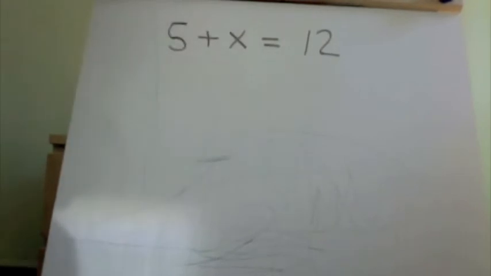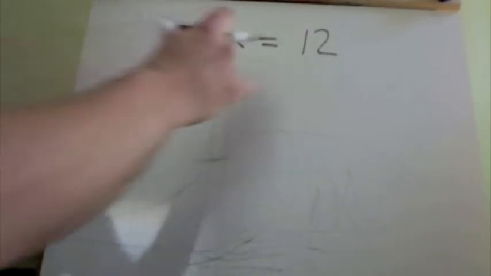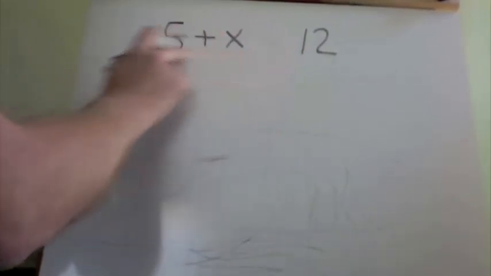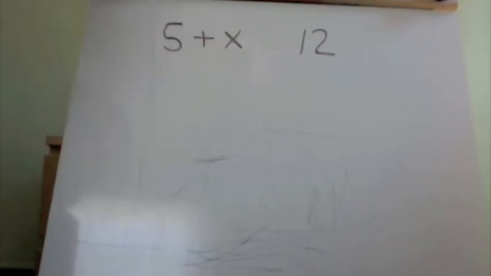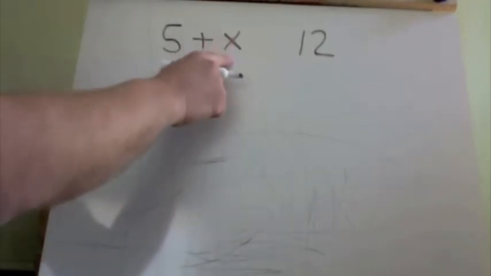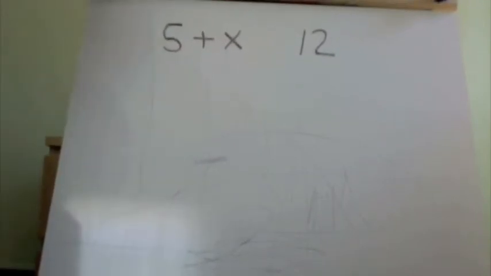relates two expressions. See, in this instance, I have no idea what x is. X is what we call a variable. And a variable is simply something that varies. Okay, it could be anything. It could be 2, it could be a 5, it could be a 15. We don't know. Okay? All we know is that whatever it is, we're adding it to 5.